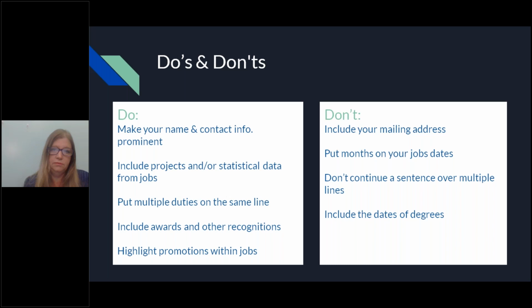So I totally agree. And in keeping with the spirit of taking out information, one thing we also don't want to do is continue sentences over multiple lines. So we want to start with action sentences, like "supervised 12 employees." That's that bullet point. Then you would go on to the next one. So keep things short, simple, to the point.